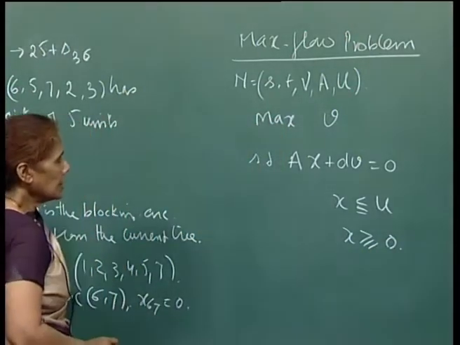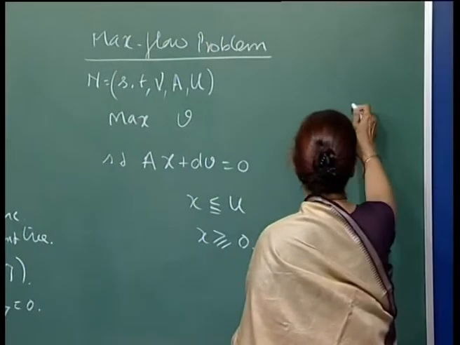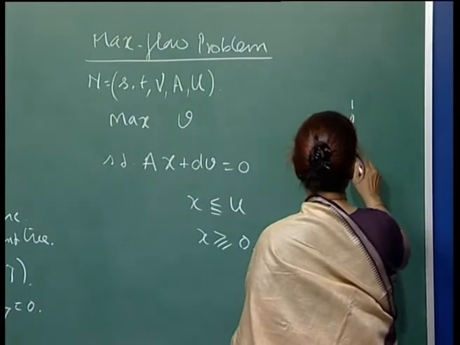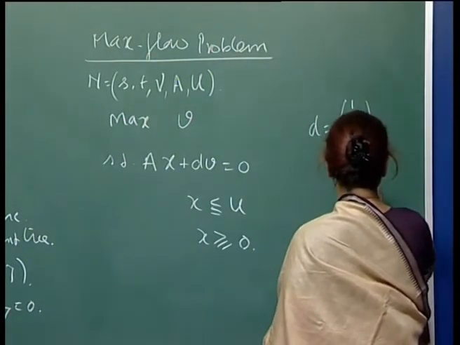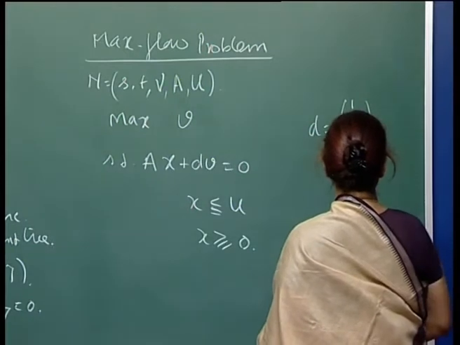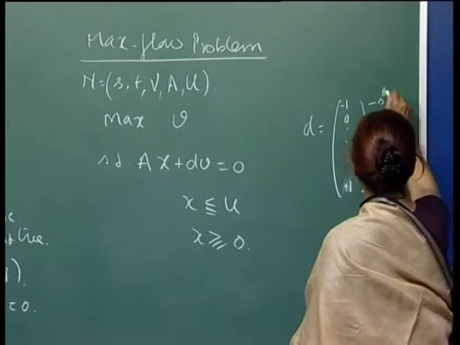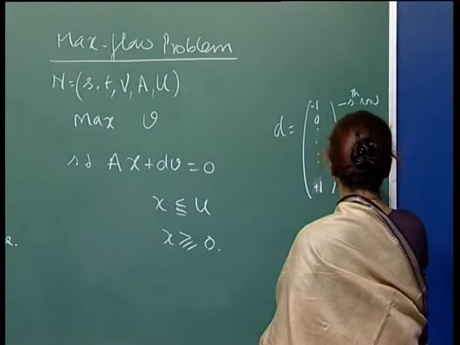So, they can only, and here when I write this, this means that D is plus 1 and 0. Sorry, this is minus 1, it should be the other way, minus 1 and plus 1. So, this is the sth row and this is the tth row.